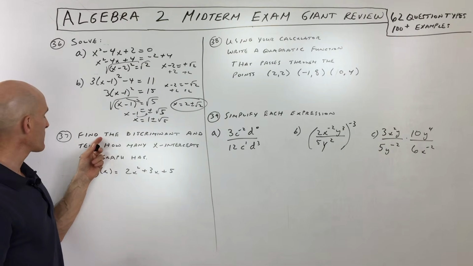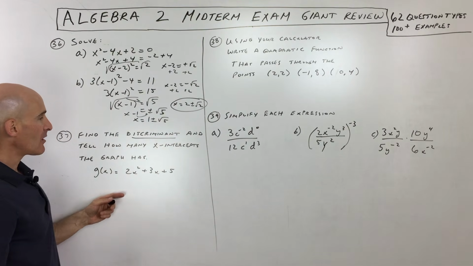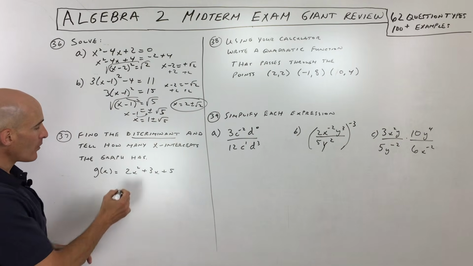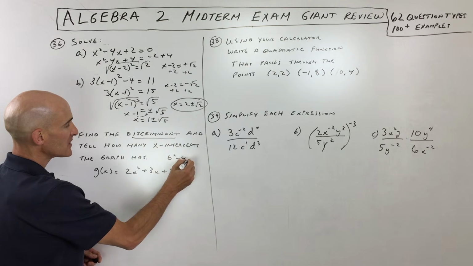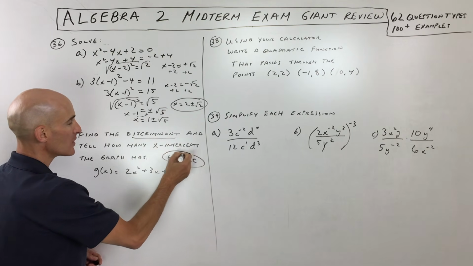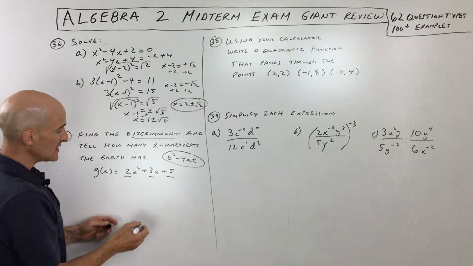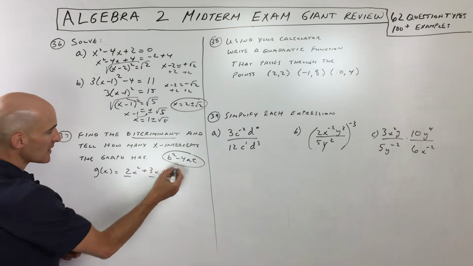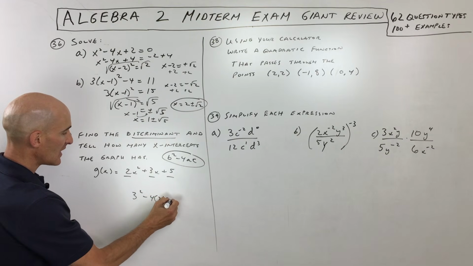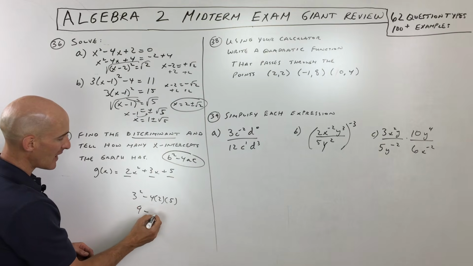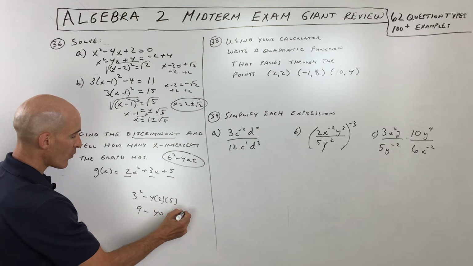Number 37 says find the discriminant and tell how many x-intercepts the graph has. Well, first of all, what is the discriminant? Well, the discriminant is the b squared minus 4ac. That's the part that's underneath the square root in the quadratic formula. And remember, this goes like this, a, b, and c. So if we figure out what b squared minus 4ac is, that's going to be 3 squared minus 4 times a times c. That gives us 9 minus 40, which equals negative 31.